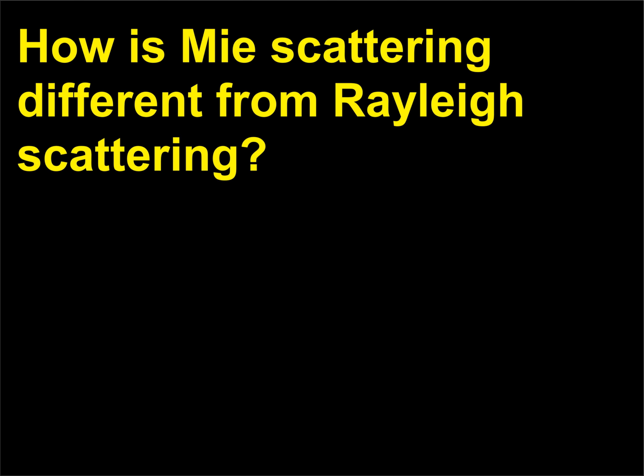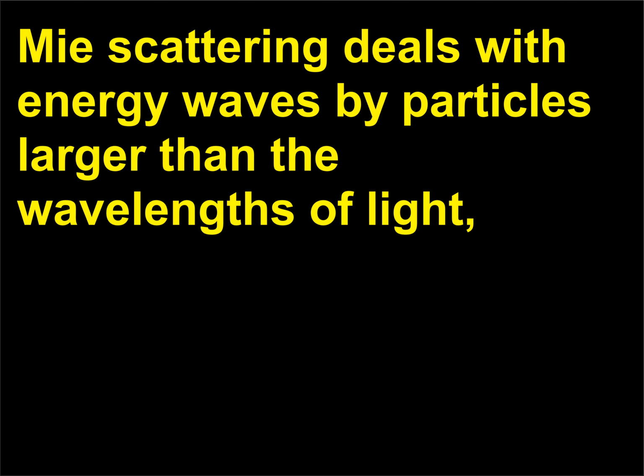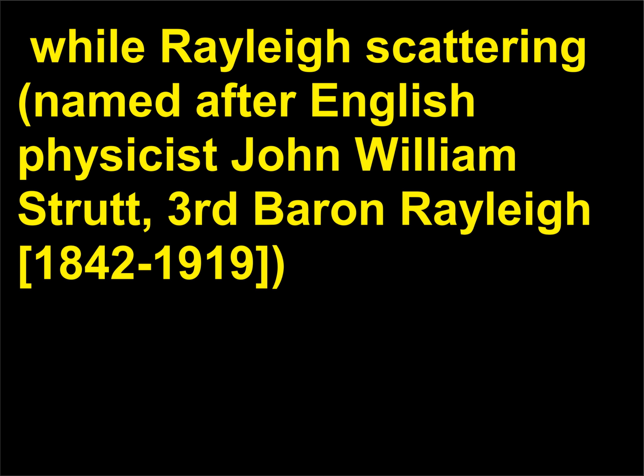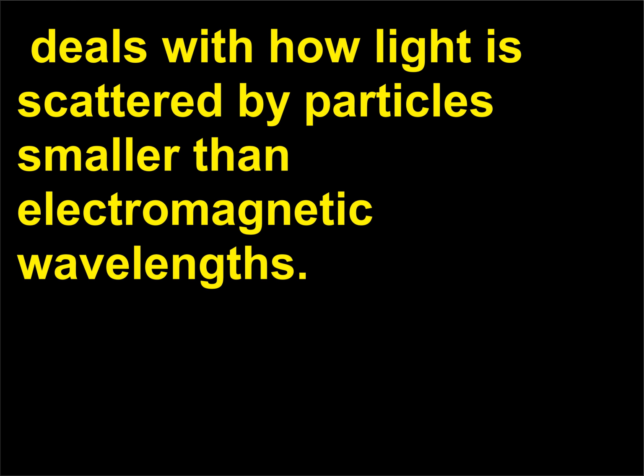How is Mie scattering different from Rayleigh scattering? Mie scattering deals with energy waves by particles larger than the wavelengths of light. While Rayleigh scattering, named after English physicist John William Strutt, 3rd Baron Rayleigh, 1842-1919, deals with how light is scattered by particles smaller than electromagnetic wavelengths.